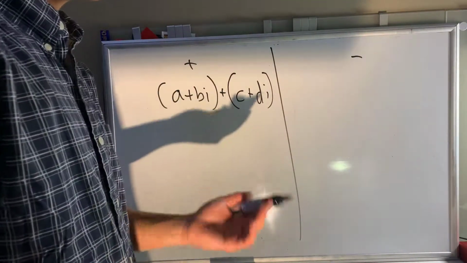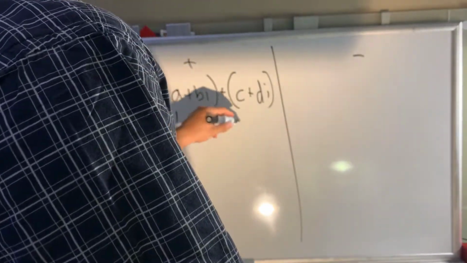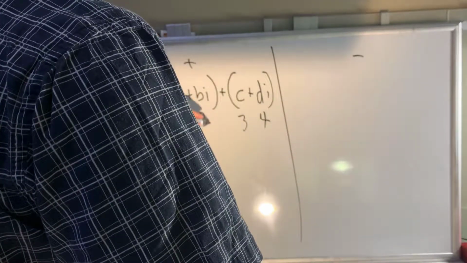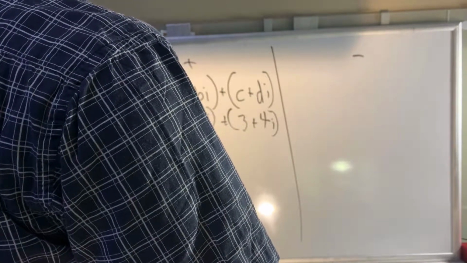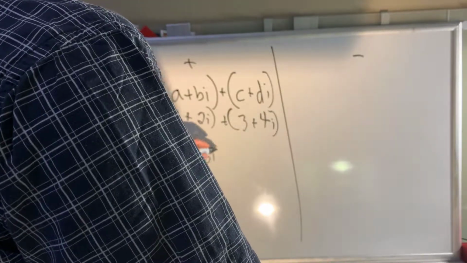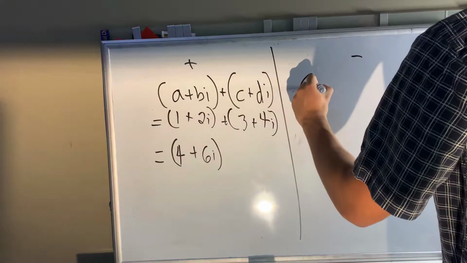So let's just give these variables some numbers now. Let's say A is 1, B is 2, C is 3, and 4 is D. We'll fill it in. Our answer would be 4 plus 6i. Now we're looking at subtraction. Subtraction is the same in terms of like terms, but the only difference is you're subtracting. So it's the same thing really, you're just subtracting.